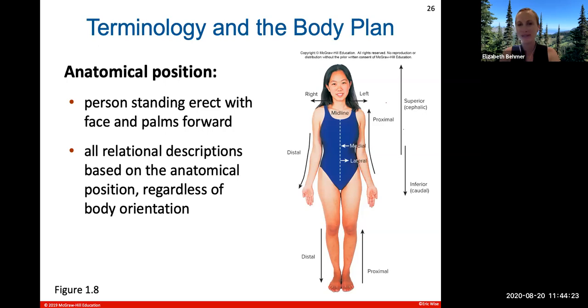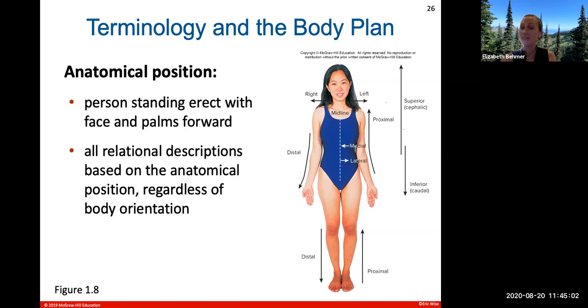This is important for anatomy and physiology to understand what anatomical position is. This is because you'll be referring to your patients in normal anatomical position, and you'll be referring to structures externally or internally based on where they're located on the body. We use different directional terminology, and these directional terminologies are listed here, and it's always based on the person standing erect or straight up with their palms and face facing forwards. All the relational descriptions are based on anatomical position, regardless of body orientation.